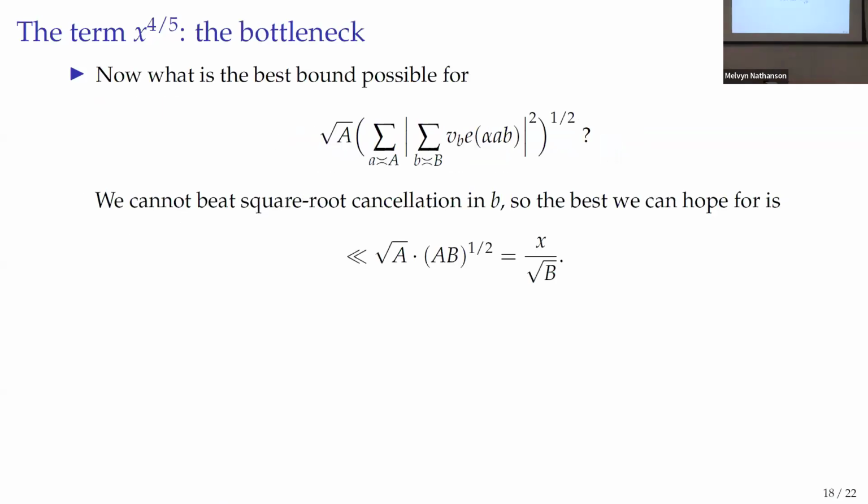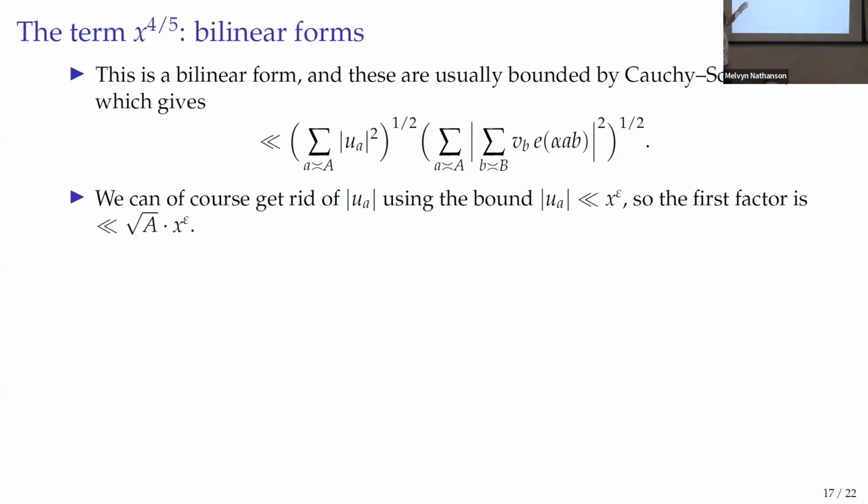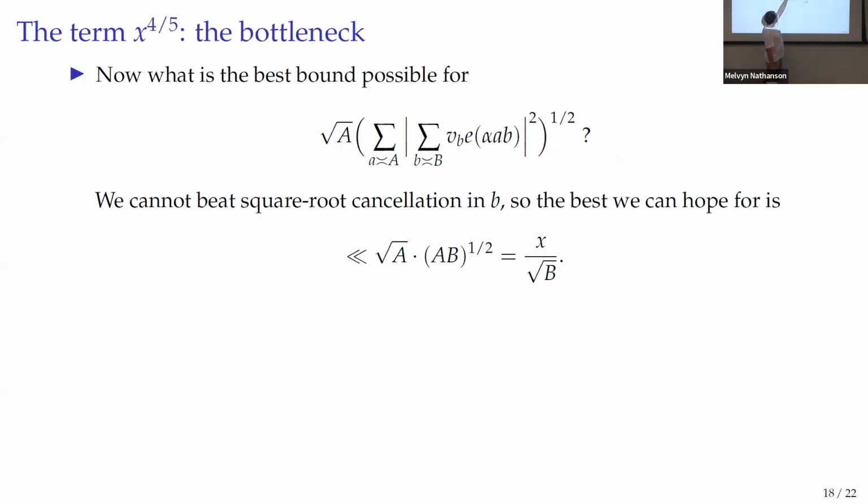Okay, so then this is what we have to bound. Well, there's no cancellation to be had here. You can only have cancellations here. You can assume that this is random. If this thing is random, then the best you can get is just square root cancellation. That's the best you can get. So the best that this can be is just square root of B. So the best bound that you can get for this is actually x over square root B. That's the best you can do.